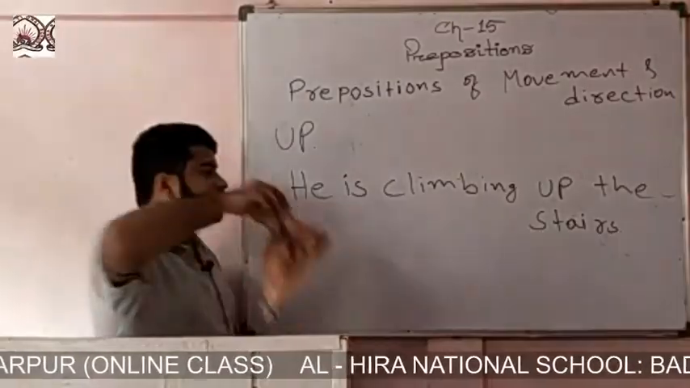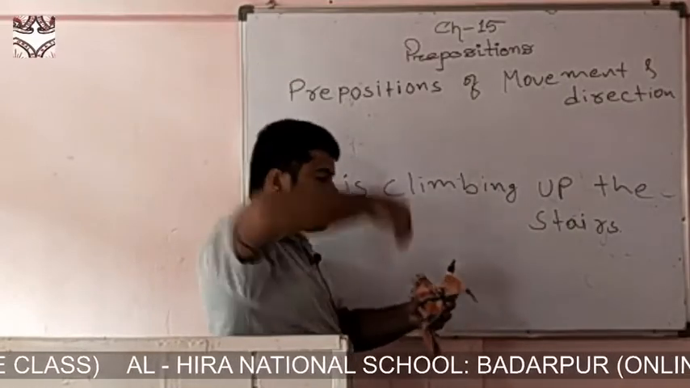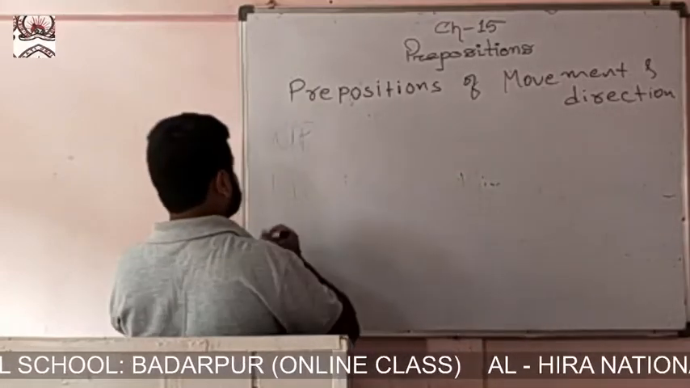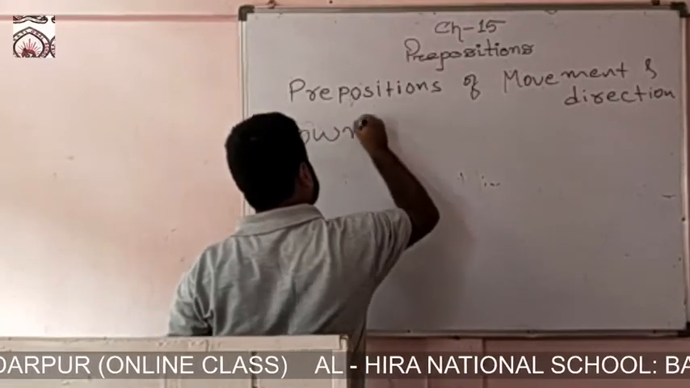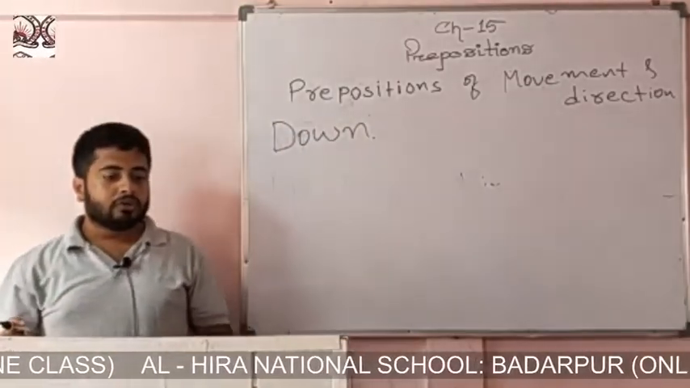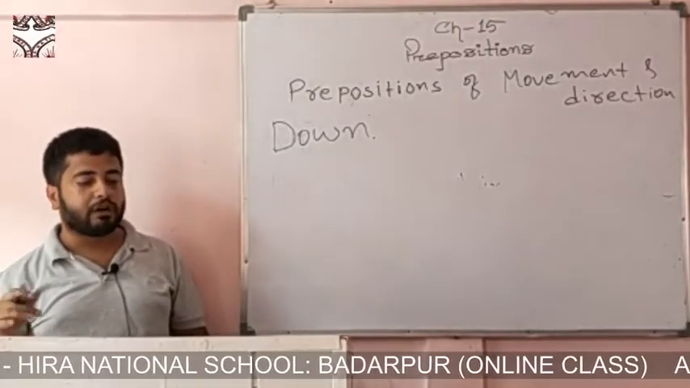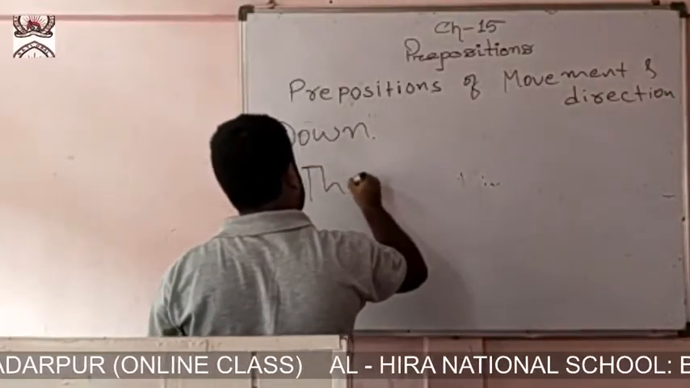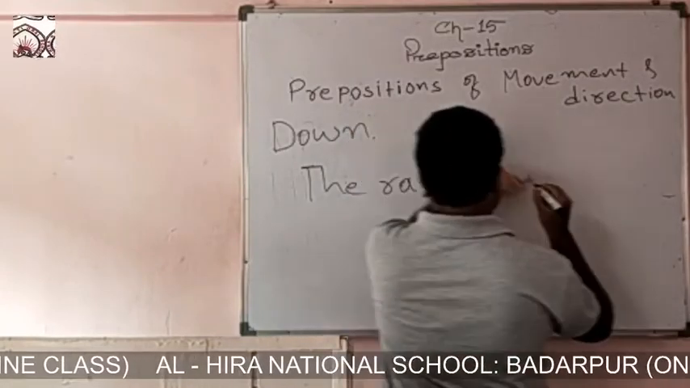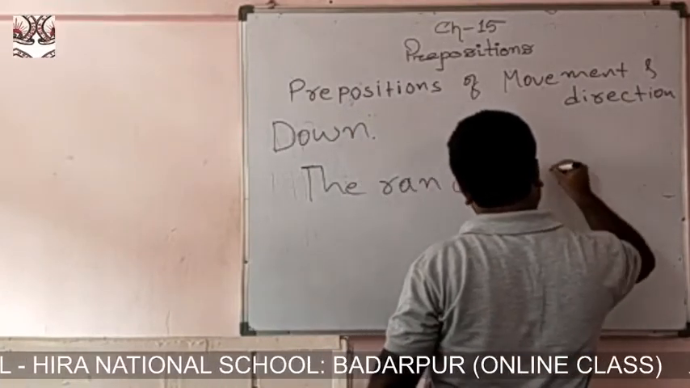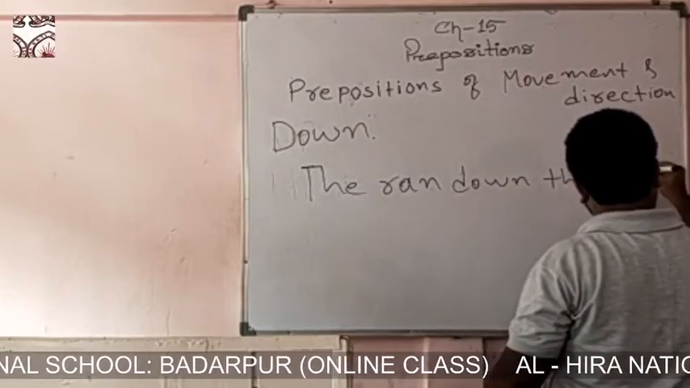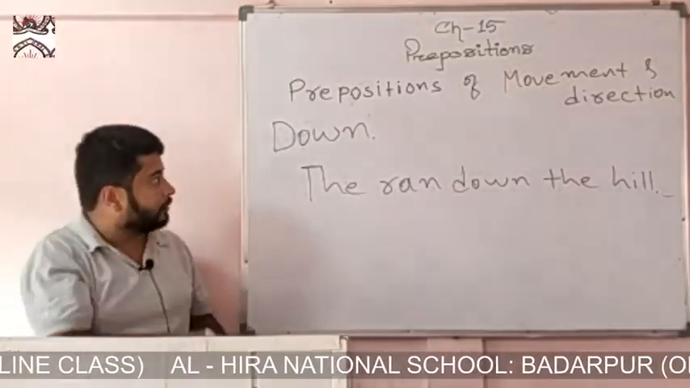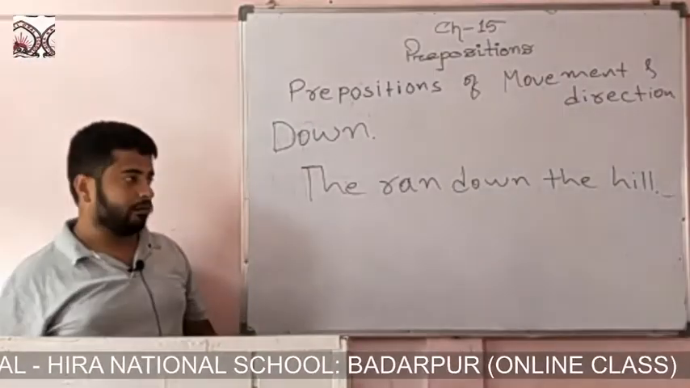The next preposition is down, D-O-W-N, and it indicates a movement from up to down. They ran down the hill, H-I-L-L. They ran down the hill. He ran down the stairs. That means from up to down, we will use the preposition down.